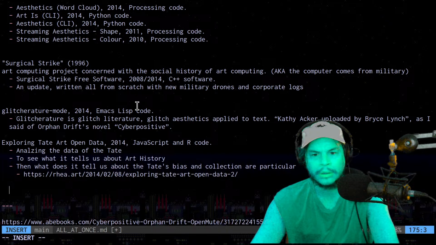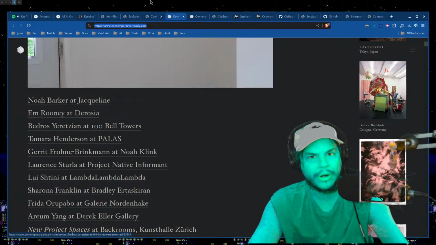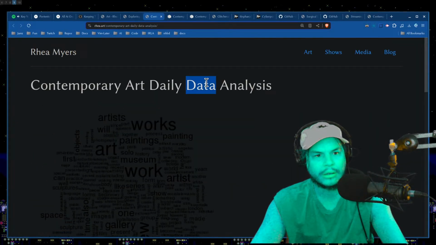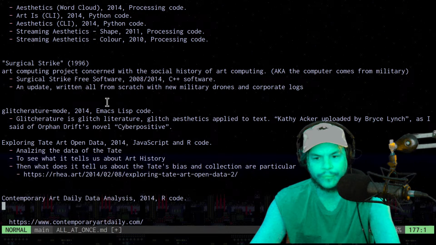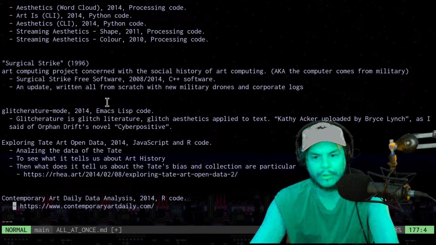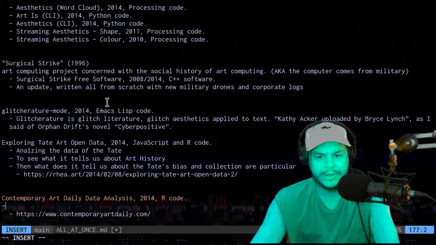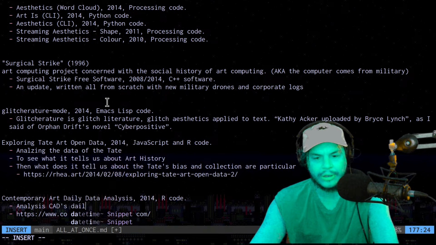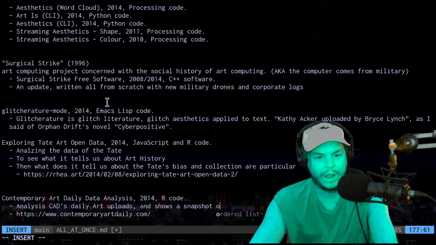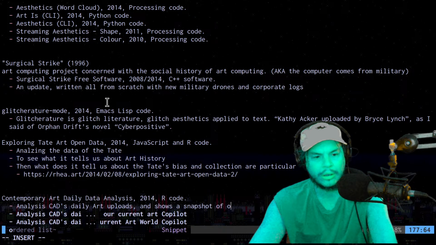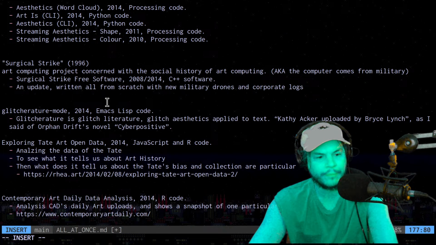So, another one is kind of analyzing the data. Actually, I'll take it right here. So what this does is analyzes CAD's daily art uploads and shows a snapshot of one particular view of the contemporary art world.